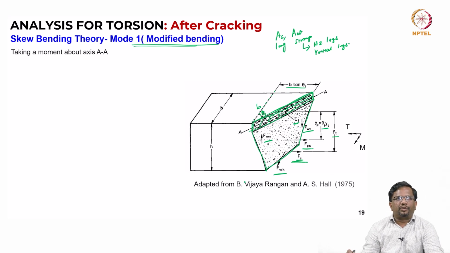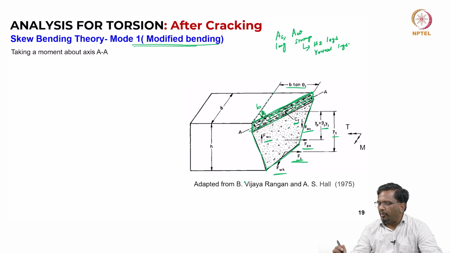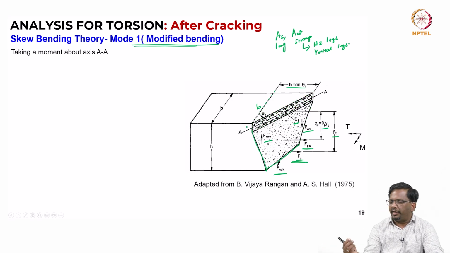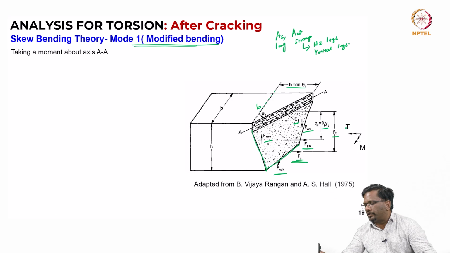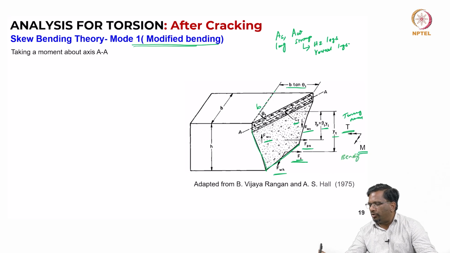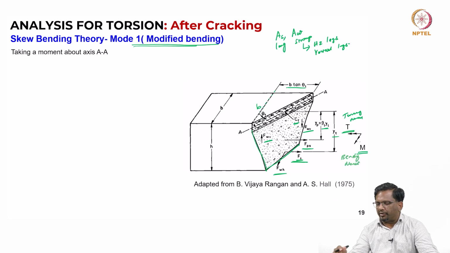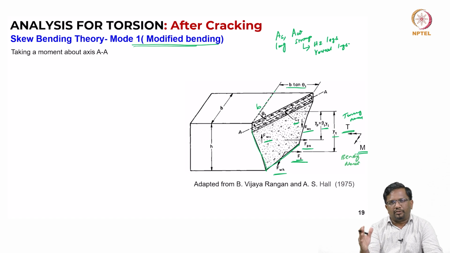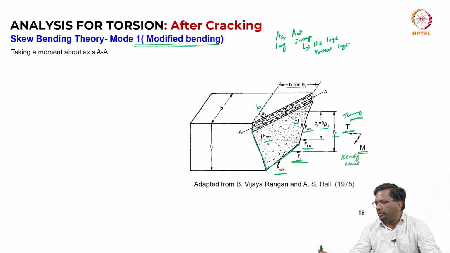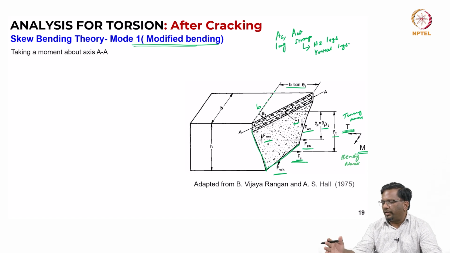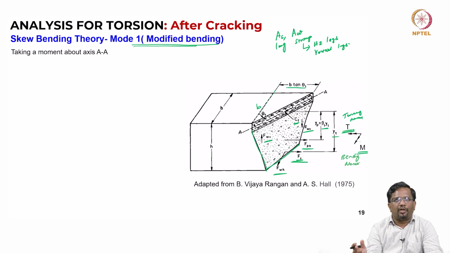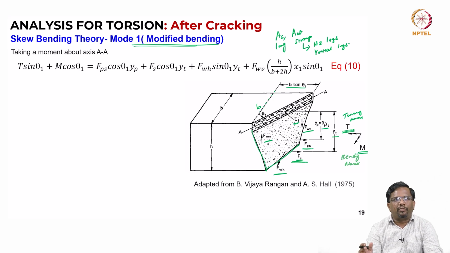With all these notations, we are now going to look at the moment about this axis AA. Now, see, these are external. You have the twisting moment and the bending moment, both acting. So, these are external forces, and these are the internal forces that are there. How the resistance is going to come, we are going to invoke equilibrium and find out.